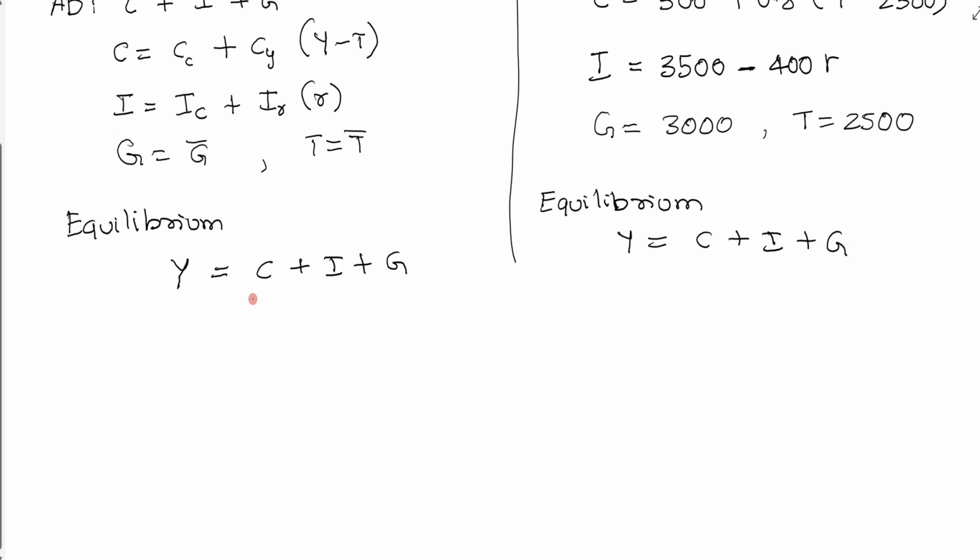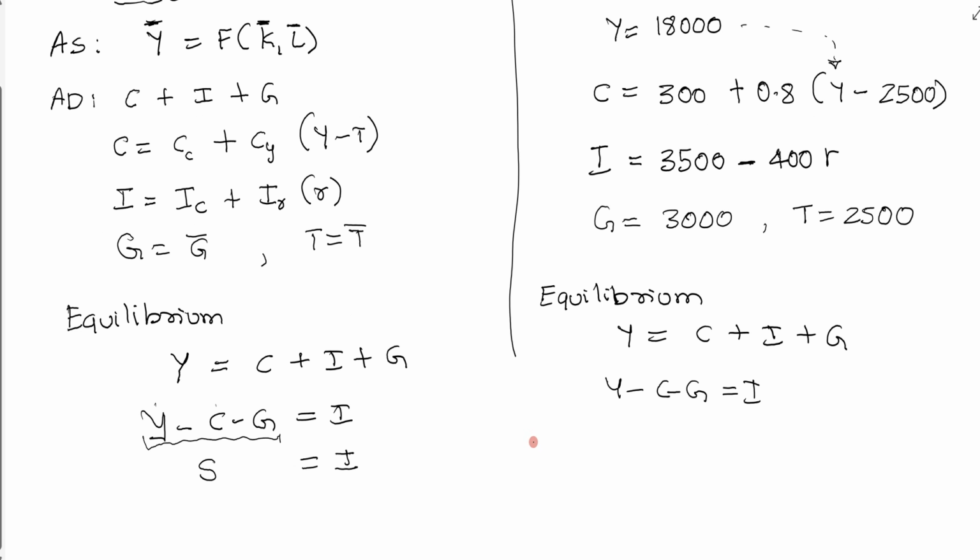Now if you subtract C and G on both sides, we end up getting Y minus C minus G equals I. Notice this expression: total income minus the consumption done by private people, so private consumption, minus the public spending. Income minus private spending minus public spending is nothing but income minus total spending, which is savings, and it has to equal investment.